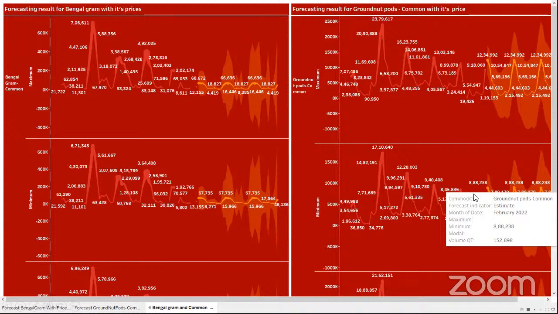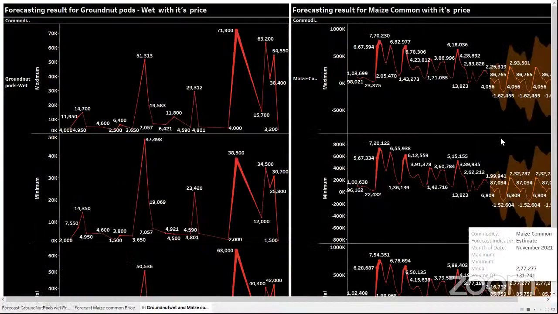8,88,238, which is far less than what we have in here, which was 17,10,640. So yes, this is a challenging part for our farmers that we have in Telangana. And yes, there's a major impact from the year 2017 to 2020 over here. And the volume in quintals also we could see, which is 152,898. This is the total value of volume in quintals for the groundnut pods in common.